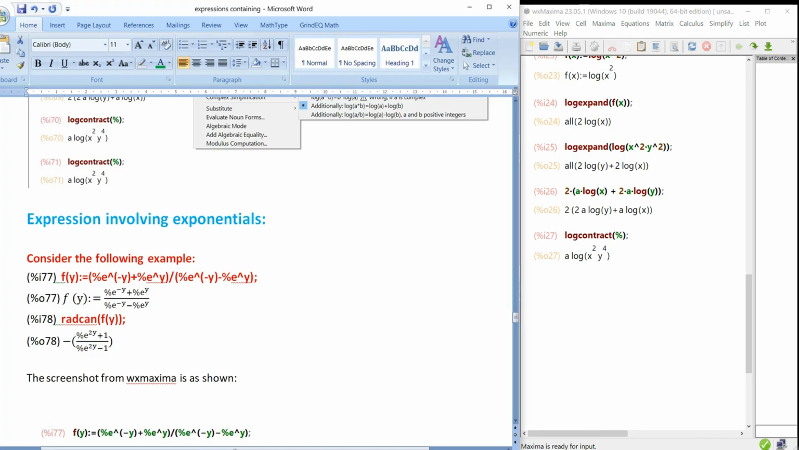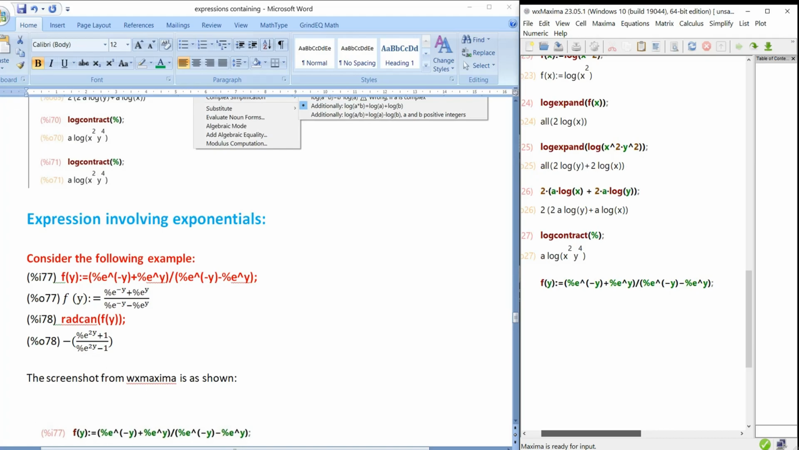Next is expression involving exponential functions. Expression involving exponentials. How to deal with such functions? Whenever there are exponential functions in a given expression, how to deal with them? I consider other example. Another example, I have considered this example. F of y, variable is y. It is percent %e. Percent %e stands for, let me show you.